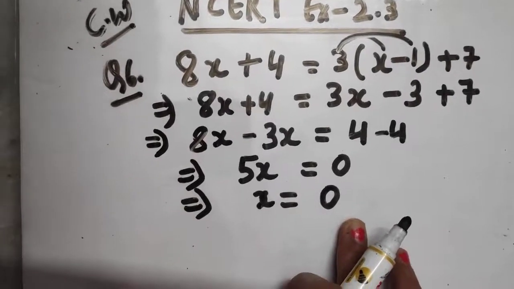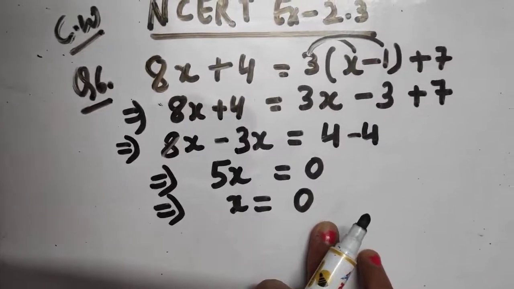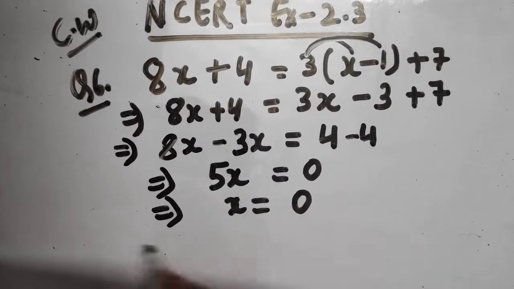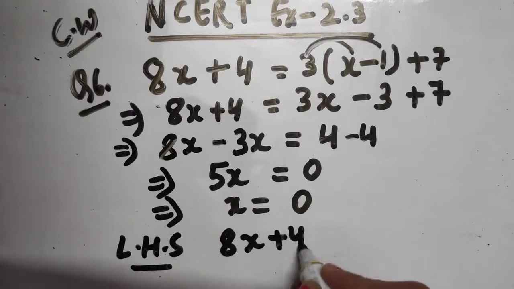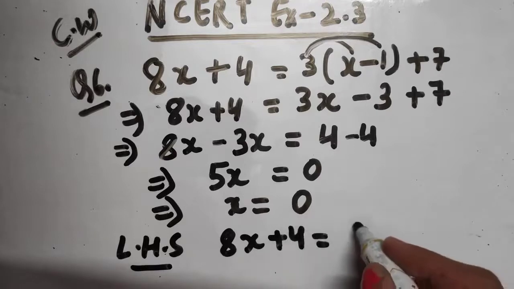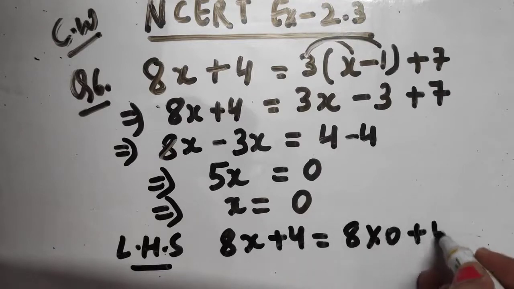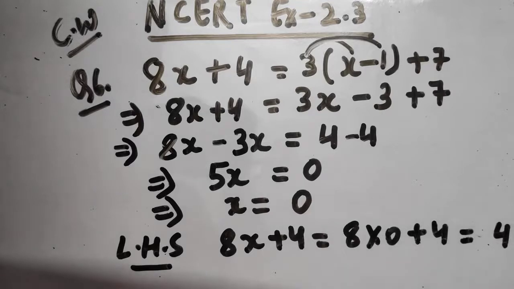Now I need to verify my result. So I am doing the verification part. Firstly I am putting the value on the left hand side. Left hand side is 8x plus 4. As x is 0, so 8 into 0 plus 4. 8 into 0 will be 0 plus 4. So I am getting the left hand side answer as 4.